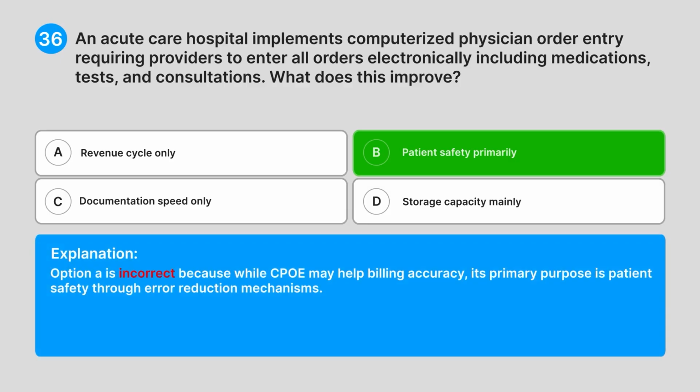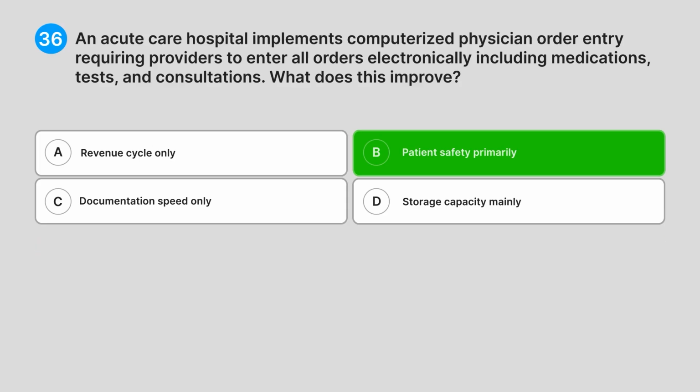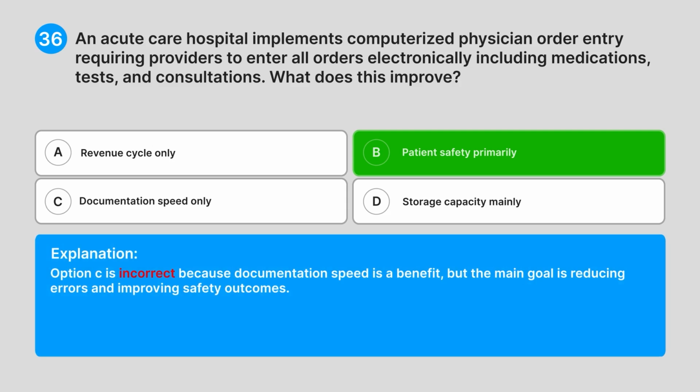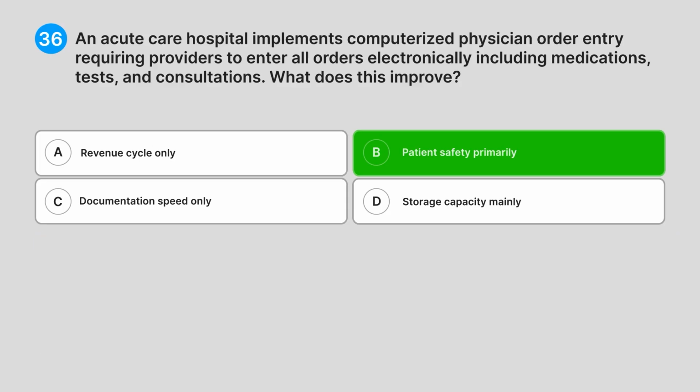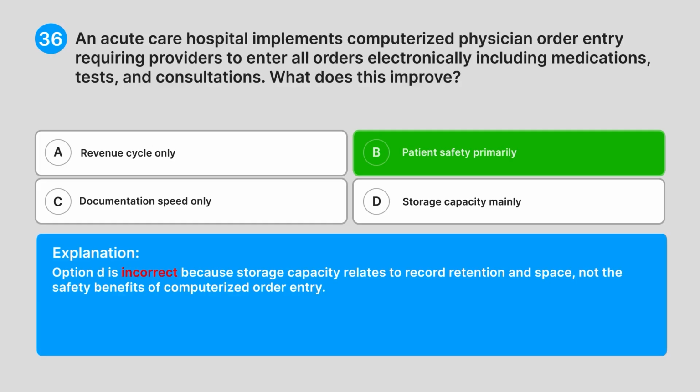Option A is incorrect because while CPOE may help billing accuracy, its primary purpose is patient safety through error reduction mechanisms. Option C is incorrect because documentation speed is a benefit, but the main goal is reducing errors and improving safety outcomes. Option D is incorrect because storage capacity relates to record retention and space, not the safety benefits of computerized order entry.